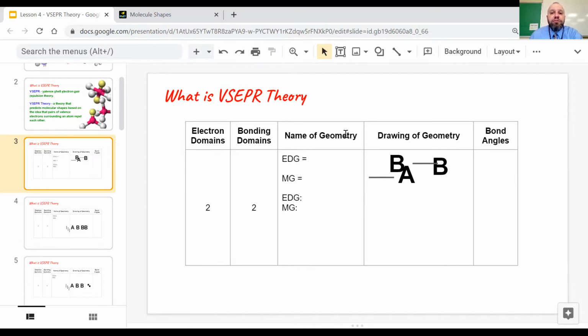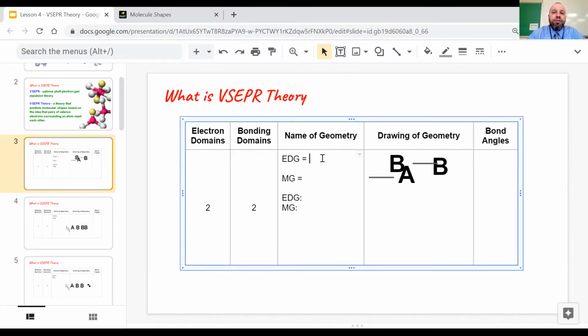Now, in the name of geometry column, I have two abbreviations here. So I'm just going to spell this out for the first example, but we're not going to list this each time. EDG stands for electron domain geometry, and this is the arrangement of electron pairs around the central atom. Remember that when we're talking about the shape these molecules take, we are only concerned about the arrangement of electron pairs around the central atom. So none of the other electron domains count on outside atoms.